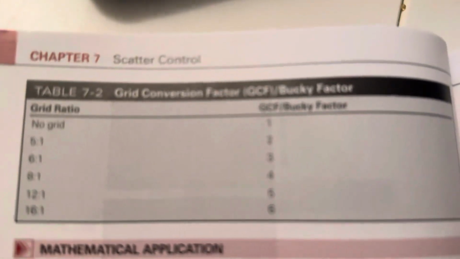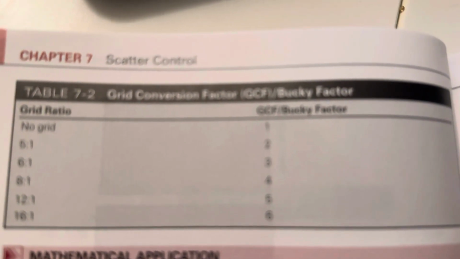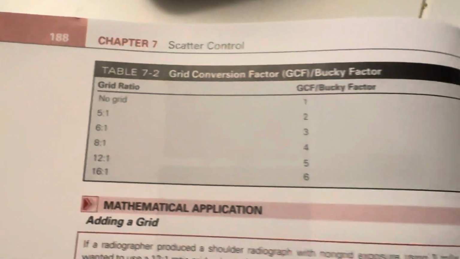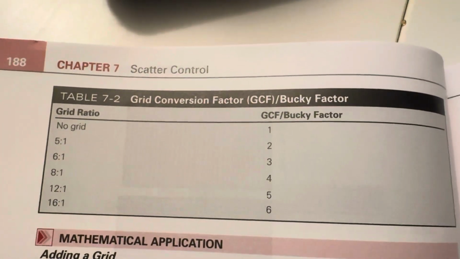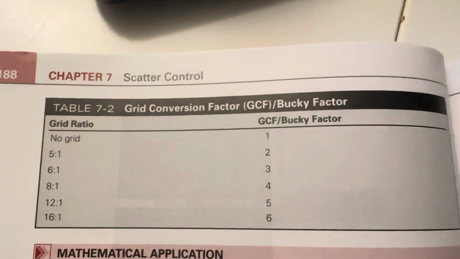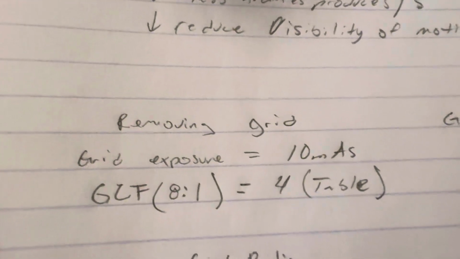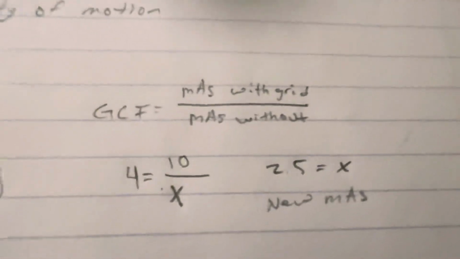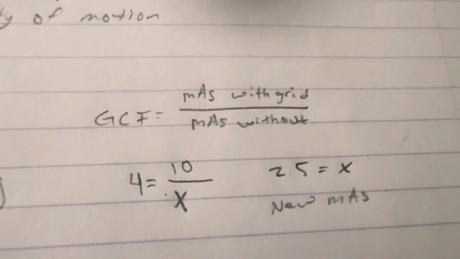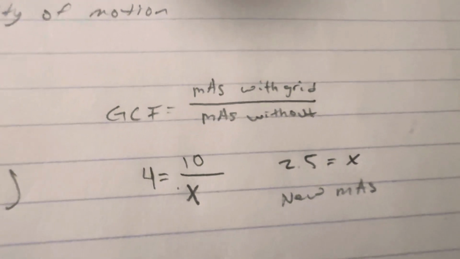Okay, we're going to be demonstrating how to use the grid conversion formula. This is the chart. You'll need to remember this chart. So when we go from a grid to non-grid, the formula will look like this. It'll be our grid conversion factor, mass with the grid over the mass without a grid.